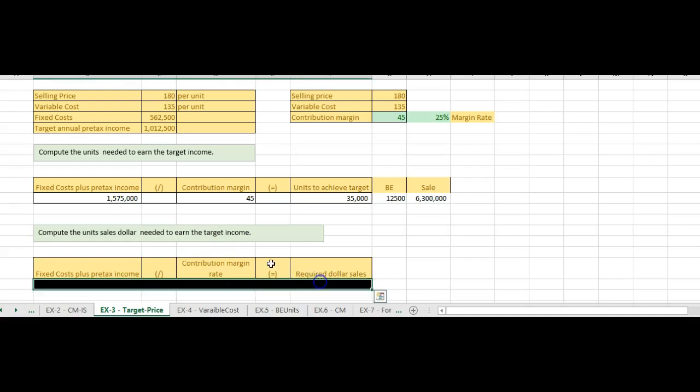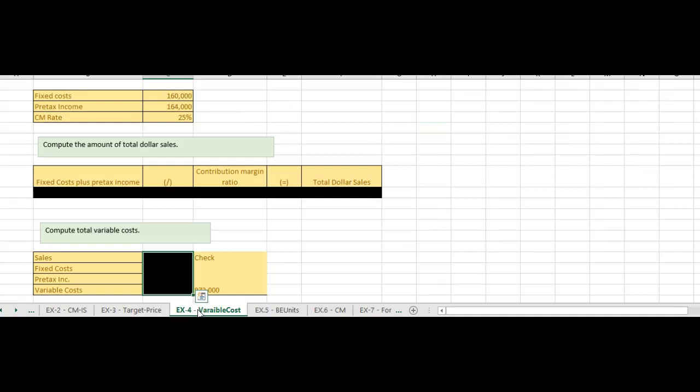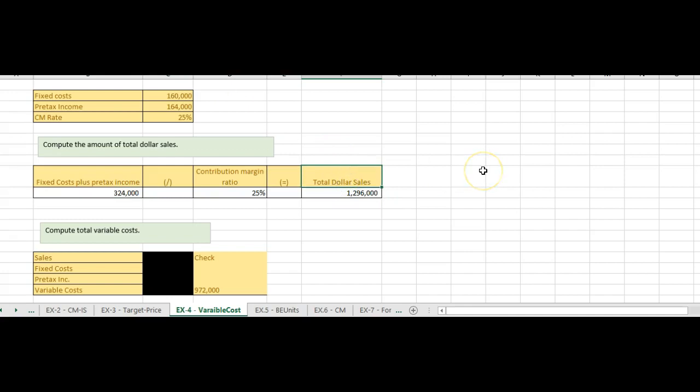Another way of finding that number is to use the margin rate of 25% and divide it into the $157,000. So another way of looking at this, here is, we're going to compute the total number of sales here. And we're going, oh gosh, how do I do that? Well, you've got fixed and you've got your pre-tax income. So if you add those together and divide that by the ratio of 25%, you will come up with the total dollars of $1,296,000.